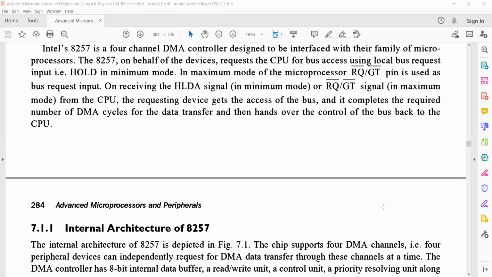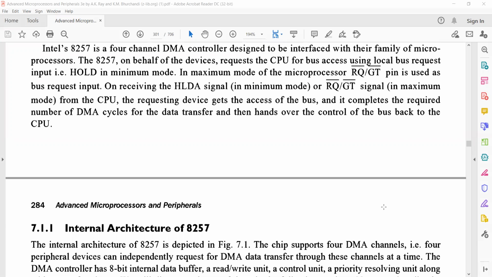The process of data transfer from or to memory from any external device without the interference of the CPU is nothing but direct memory access. This entire process is nothing but direct memory access.